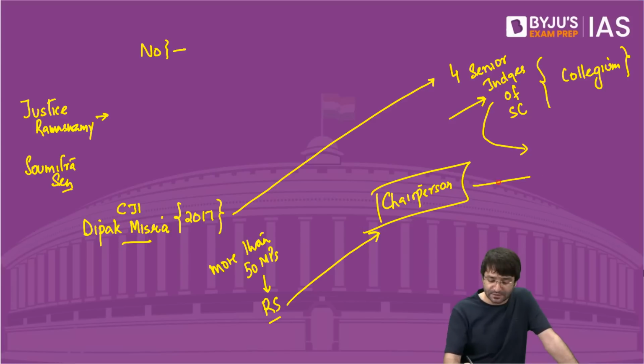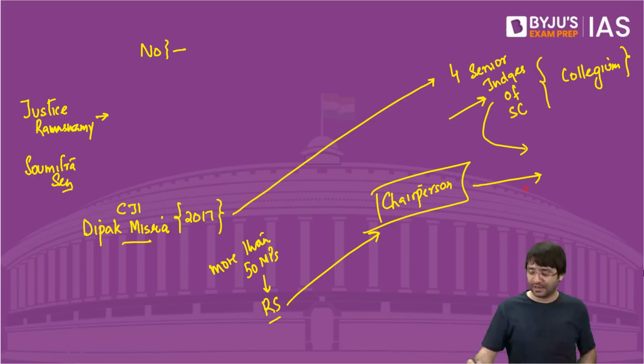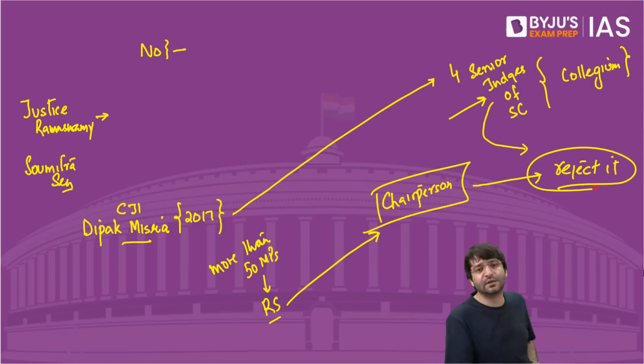But the chairperson, who has the discretion to either accept this motion or reject this motion, decided to reject it. When he decided to reject this, ultimately no action could be taken. Justice Deepak Misra completed his term.